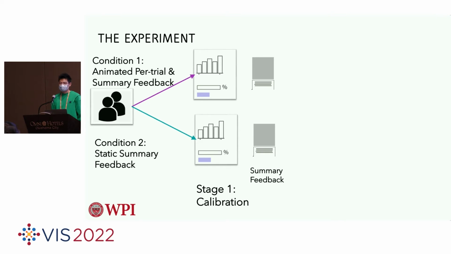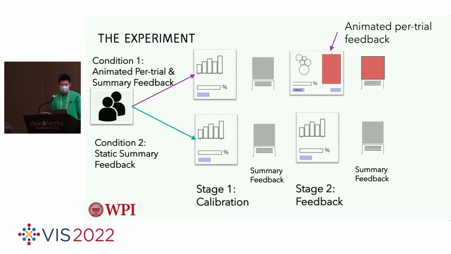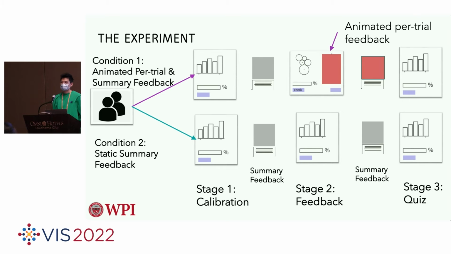There are three stages in this experiment. Stage one is called calibration. In stage one, participants in condition one and condition two are the same. They just receive the static feedback. Stage two is the feedback stage. Participants in condition one receive animation per-trial feedback and animation summary feedback, and participants in condition two just have the same settings as in stage one. The third stage is a quiz stage. No feedback is provided to either condition. Each participant is assigned to one condition randomly.